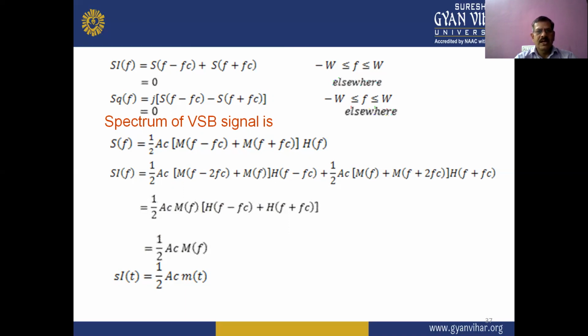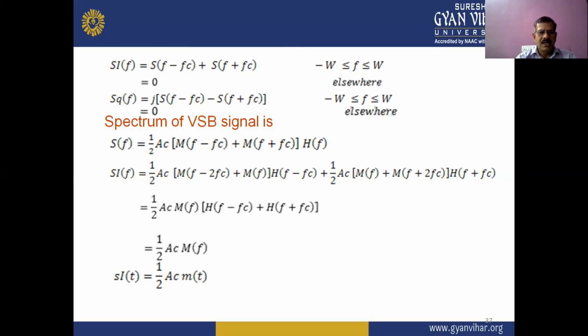So the spectrum of the VSB signal is S(f) equal to 1/2 Ac [M(f minus fc) plus M(f plus fc)] H(f), or equal to 1/2 Ac M(f minus 2fc) H(f minus fc) plus 1/2 Ac [M(f) plus M(f plus 2fc)] H(f plus fc). And also SI(f) will be equal to 1/2 Ac M(f) [H(f minus fc) plus H(f plus fc)].